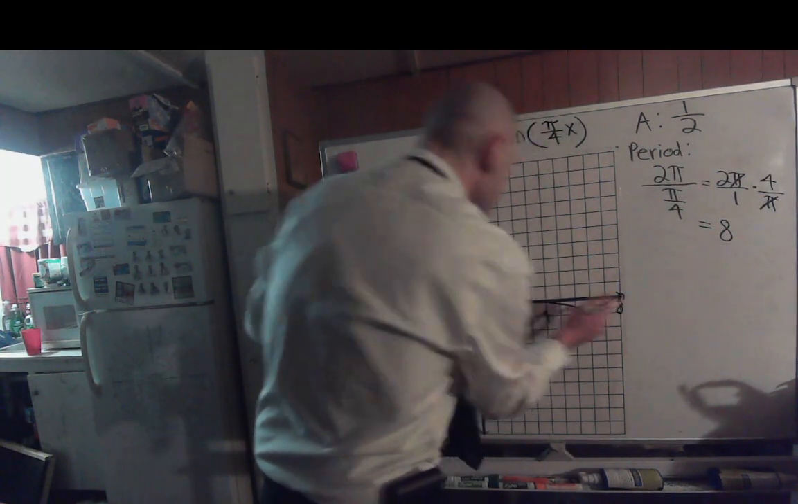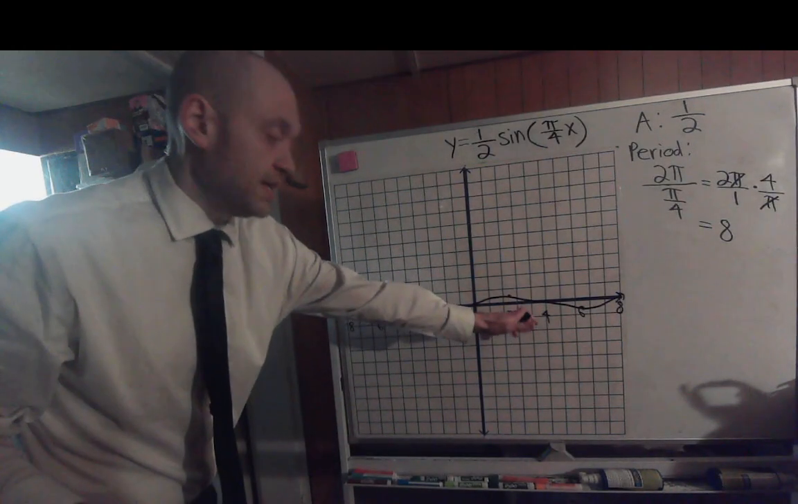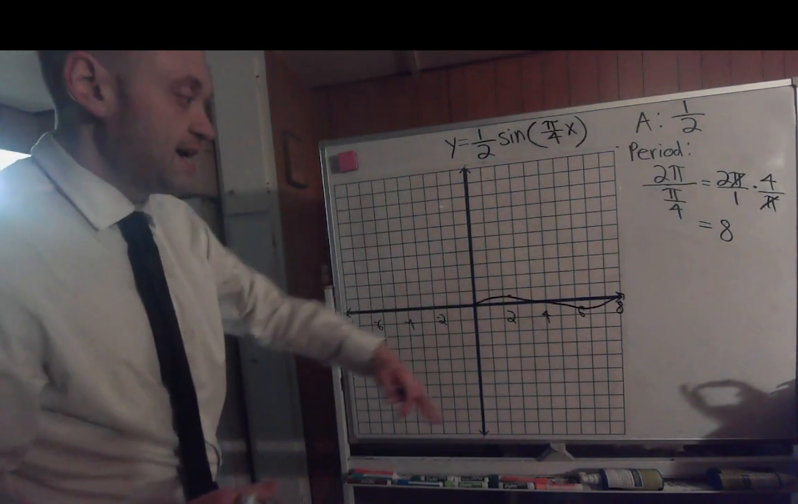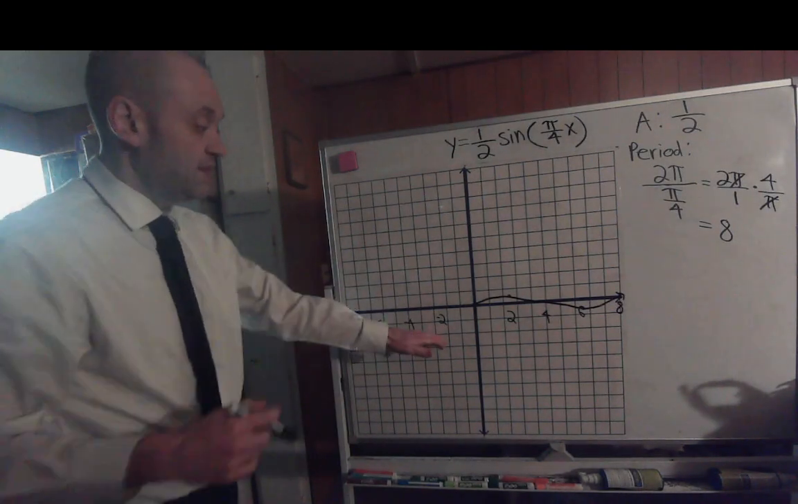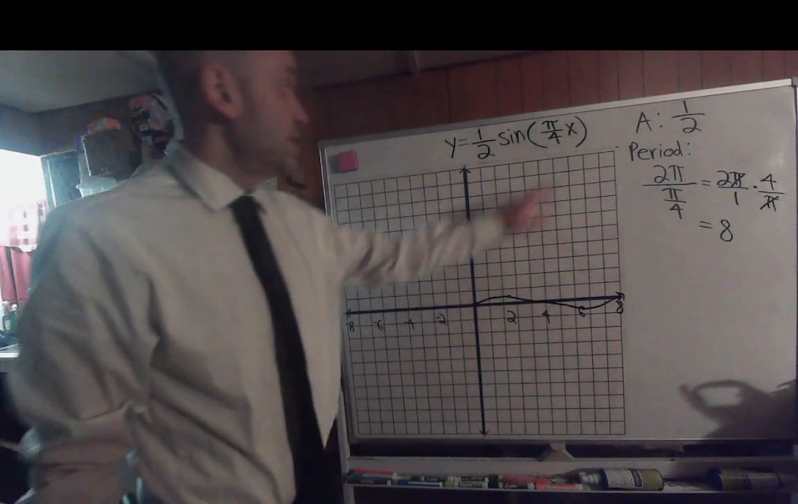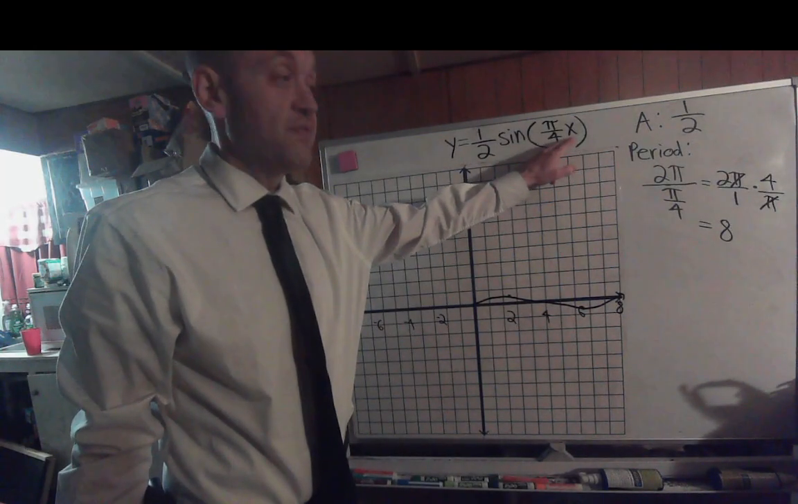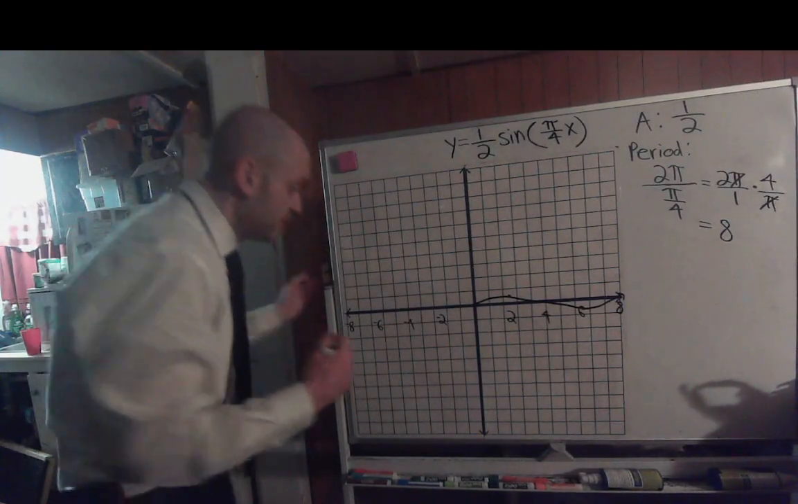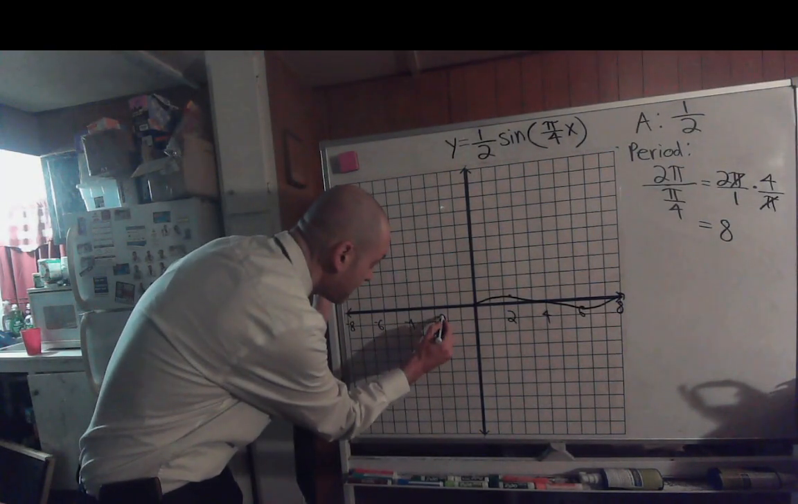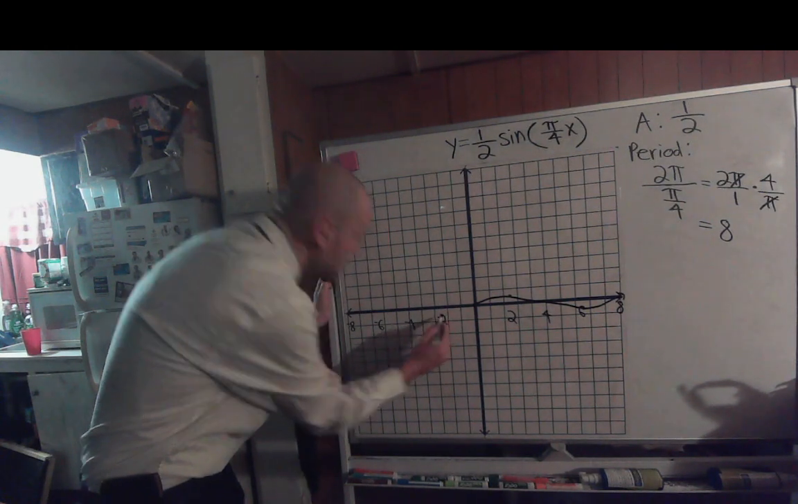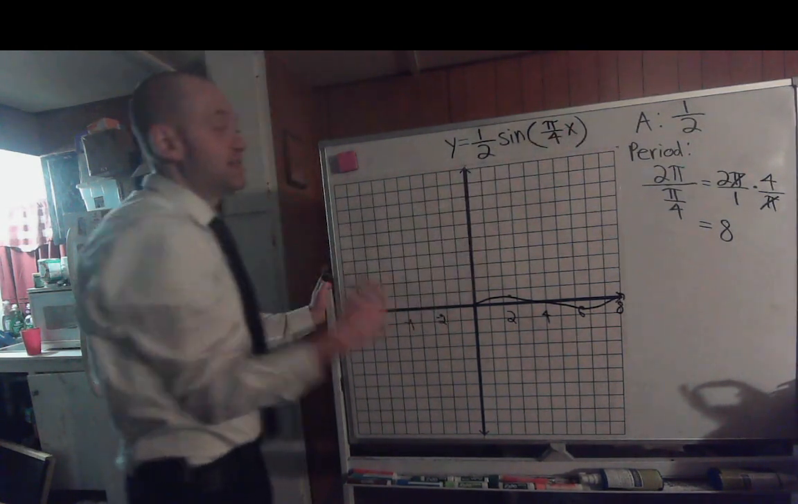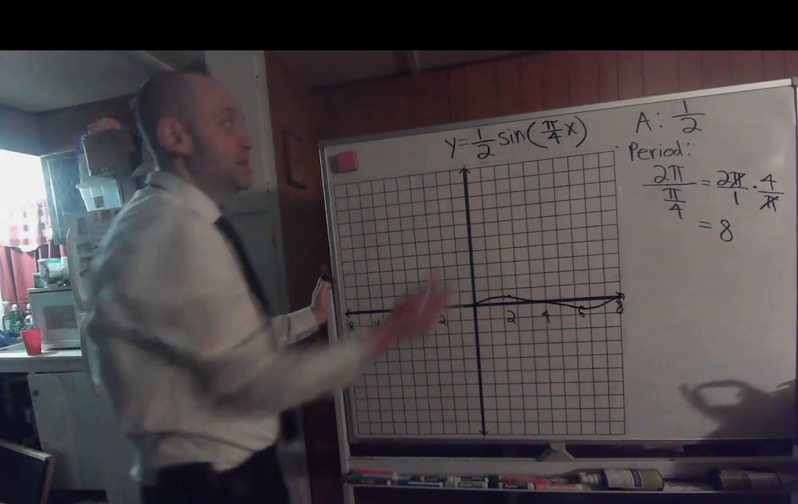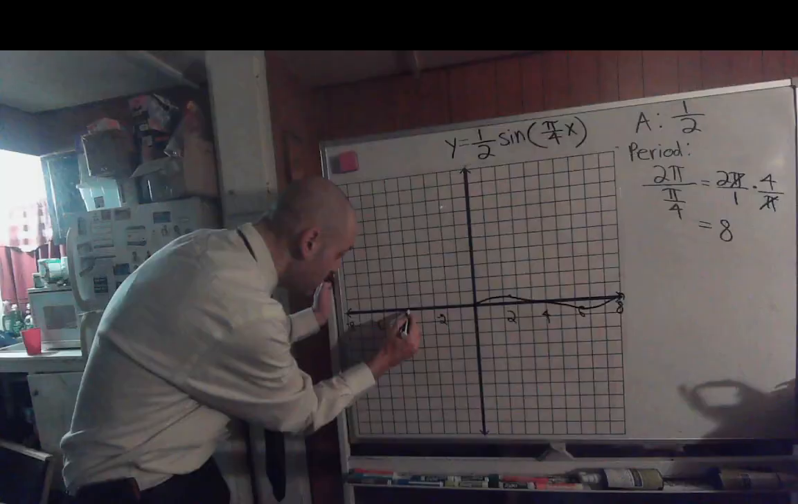So as you see, this has definitely vertically shrunk. It's hugging the x-axis more. Now let's go in the negative direction. Put in -2 for x, that'd be the sine of -pi over 2, which is -1 times half, that'd be -1/2. Now let's put in -4 for x, that'd be the sine of -pi, which is 0 times half, still 0.